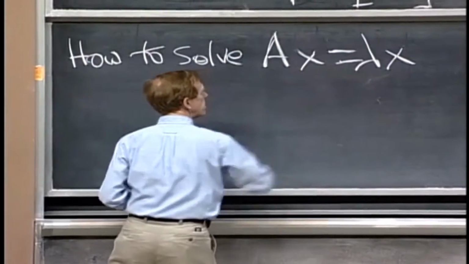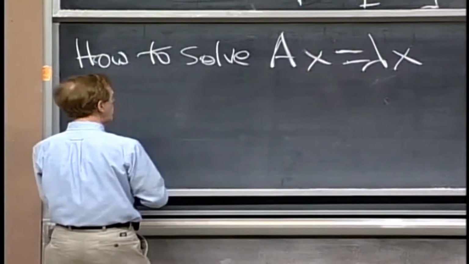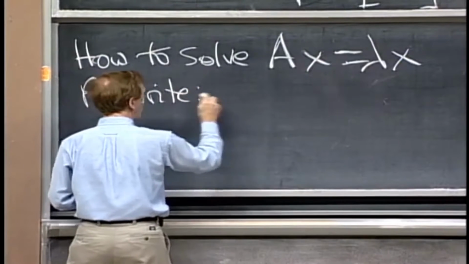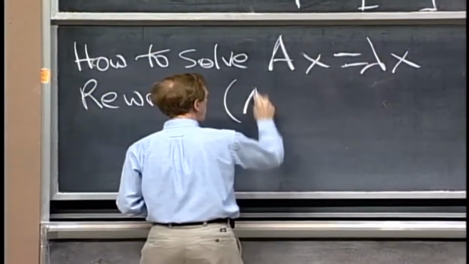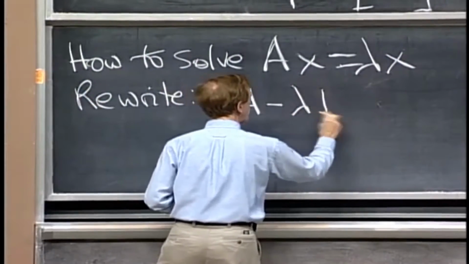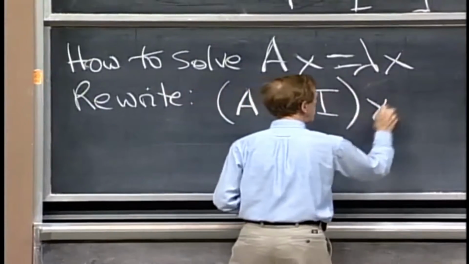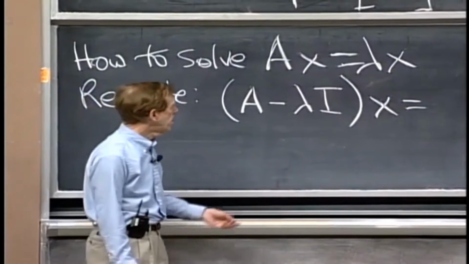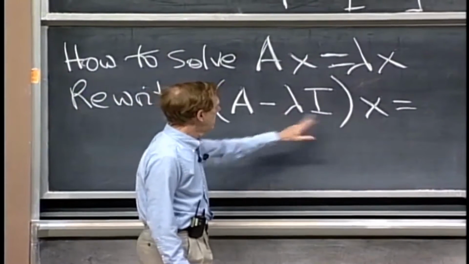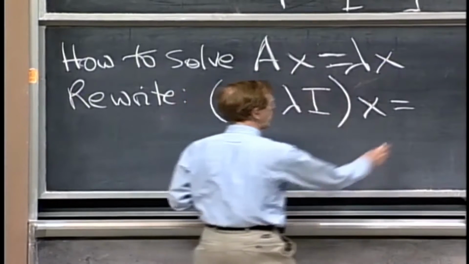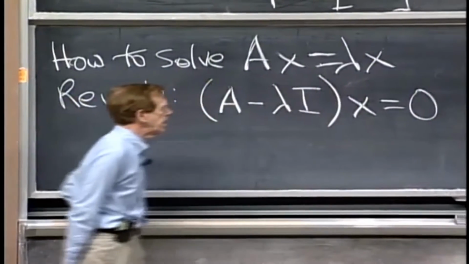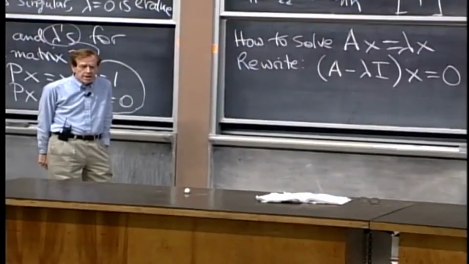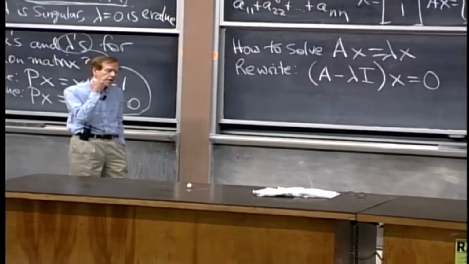Bring this onto the same side. Rewrite. Bring this over as A minus lambda times the identity, times x, equals 0, right? I have Ax minus lambda x. So I brought that over and I've got 0 left on the right-hand side. Okay. I don't know lambda and I don't know x, but I do know something here.